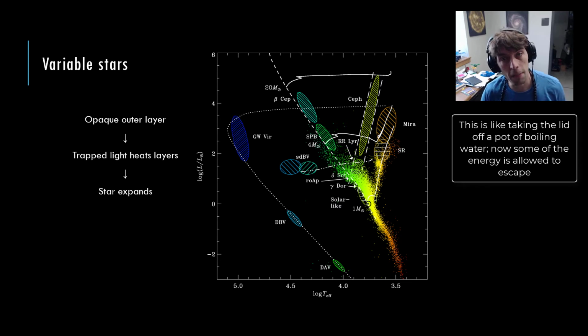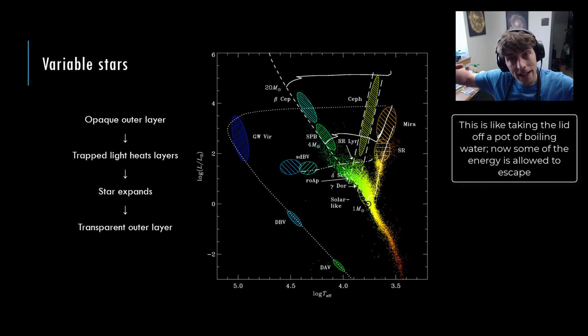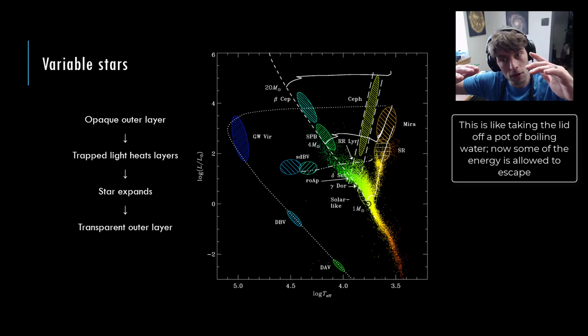What happens is, as the star expands, the outer layer starts cooling off. If it cools off to a sufficient degree, it actually becomes transparent. Now what happens? The light that was being trapped by that opaque layer is now allowed to escape. In other words, the outer layer starts emitting light. It loses energy. So what can you tell me about the temperature of that outer layer if it's emitting light now? It starts to fall.